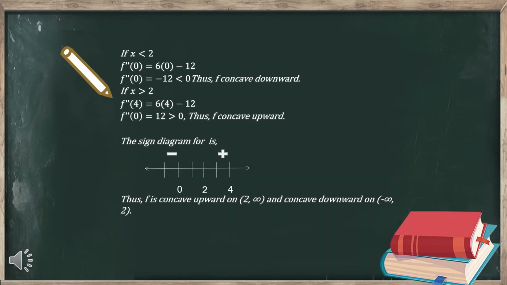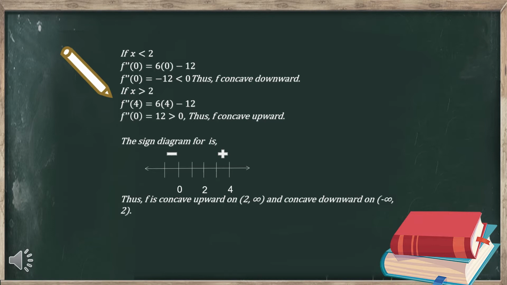If x is smaller than 2, let's say I choose 0. So we use the second derivative equation, which is 6x minus 12, and then we place 0 into the x. We get 6 times 0 minus 12, and then the answer is negative 12. Because negative 12 is smaller than 0, thus the function is concave downward.